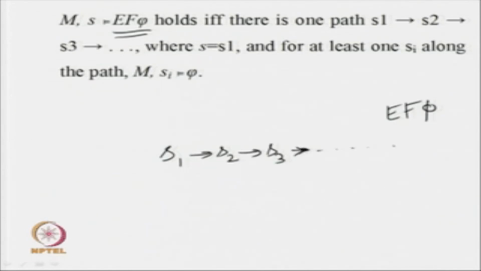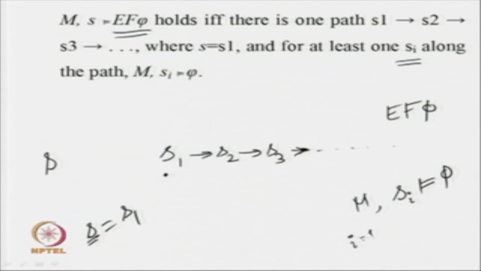One simple example: we are going to look at EF phi, how we have defined it. We look for a transition path S1 to S2 to S3, and we are looking at one particular state S, and we say that S equals S1, the starting state of this path, and for at least one Si, we are going to look for one Si where M, Si models phi. But in this Si we are not excluding the first state. So i may vary over 1, 2, 3, like that, all possible values, because we are not excluding this particular one over here.